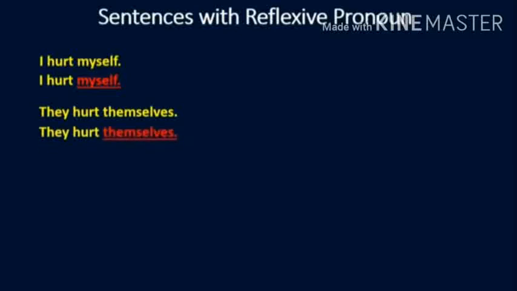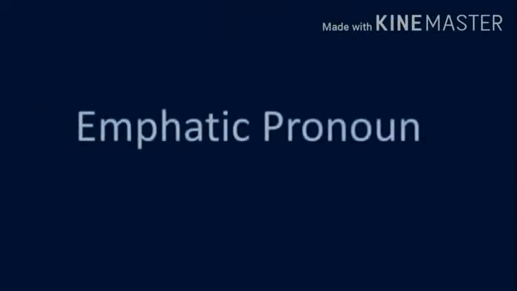Some examples with reflexive pronouns are: I hurt, but nobody cut me. I hurt myself. So to reflect the action of the I, I put myself. So here myself is reflecting the action of the subject on the subject itself. So myself is the reflexive pronoun. They hurt themselves, and themselves is the reflexive pronoun.